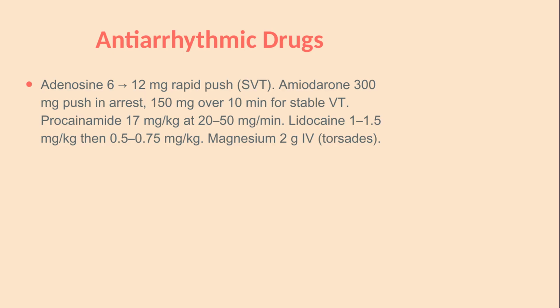Watch for hypotension. Procainamide, 17 milligrams per kilogram, loaded at 20 to 50 milligrams per minute, the strong choice for stable monomorphic VT and the drug of choice in pre-excited atrial fibrillation. Stop for hypotension or marked QRS widening and avoid it in heart failure and long QT. Lidocaine 1 to 1.5 milligrams per kilogram, the alternative for ventricular arrhythmias, particularly when ischemia is the suspected driver. Magnesium 2 grams IV for torsades de pointes, regardless of the level. Doses win resuscitations when they come automatically, so rehearse these until they do.